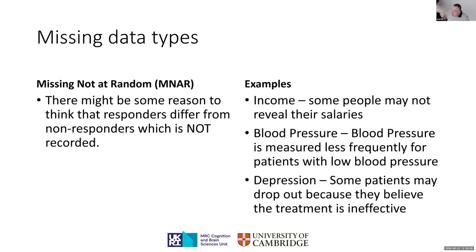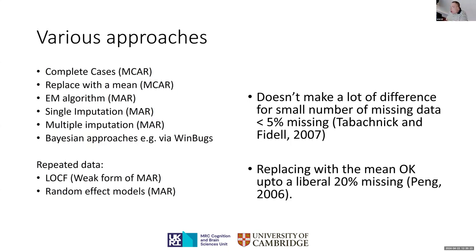So the size of the missing variable itself matters. It might be blood pressure. Perhaps people are less inclined to measure people's blood pressure if it's particularly low. They might be more interested in high blood pressure. And with depression, perhaps people are dropping out because they don't think the treatments work. They may be a bit more depressed than the people who are staying in. So these are missing data mechanisms that we can have, which determine what sort of model we might use.